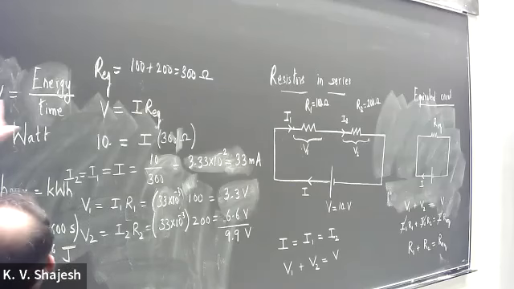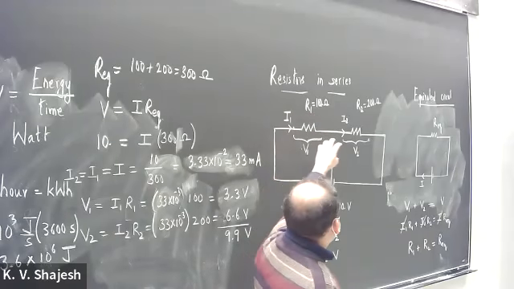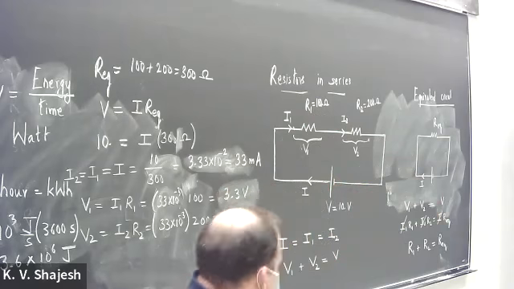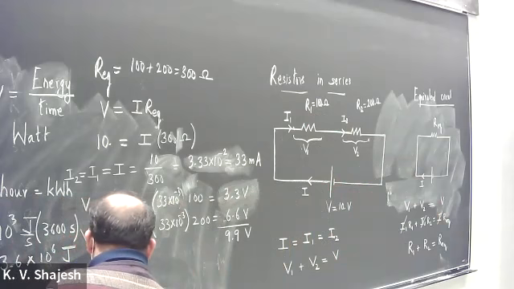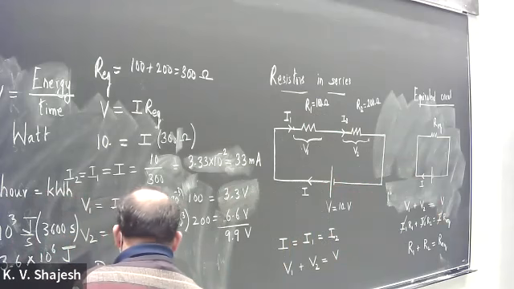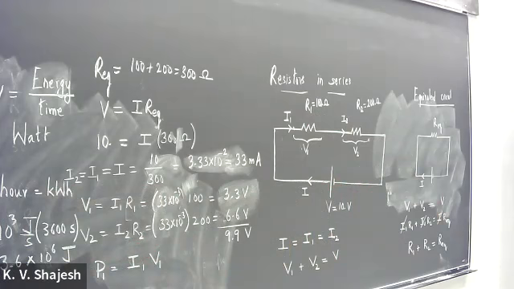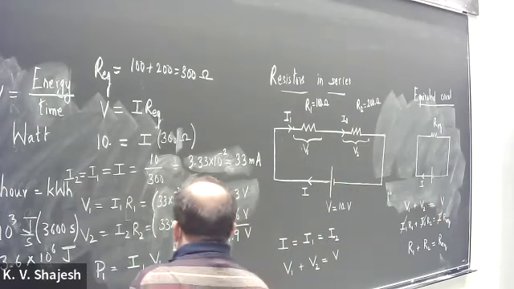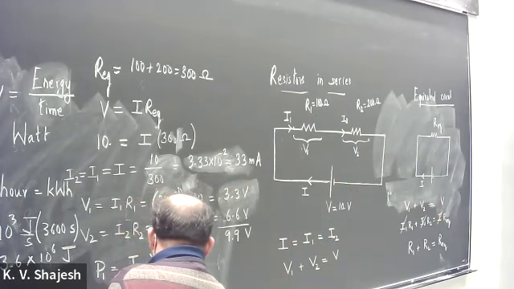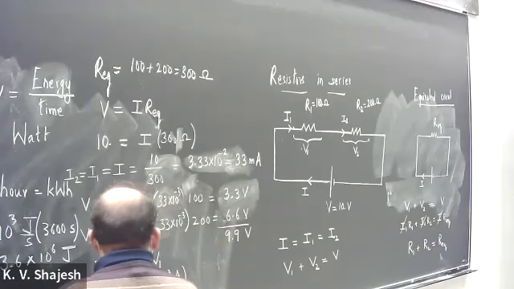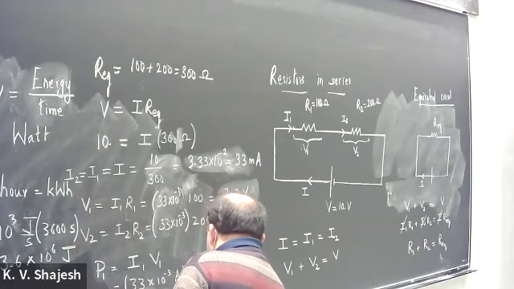Since I talked about power, it's good to calculate how much power is being consumed by the first device or the first resistor, and how much power is being consumed by the second resistor. So P1 would be equal to multiplying the current and voltage. So it's I1 times V1. I1 we know is 33 milliamps. So that's 33 into 10 raised to minus 3 amps. And the voltage V1 was, we said, 3.3 volts.